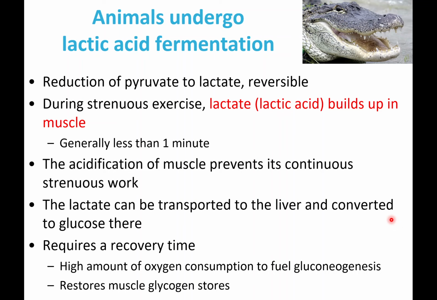The acidification of muscle prevents that continuous strenuous work from continuing longer than that. All right. How we can recover from this is that lactate is transported from the muscle to the liver and converted back to glucose there. Okay, that does require some recovery time. During that time, high amounts of oxygen are consumed to fuel gluconeogenesis, and that is what restores muscle glycogen stores. And that's called the Cori cycle, which we'll talk about here in a little bit.